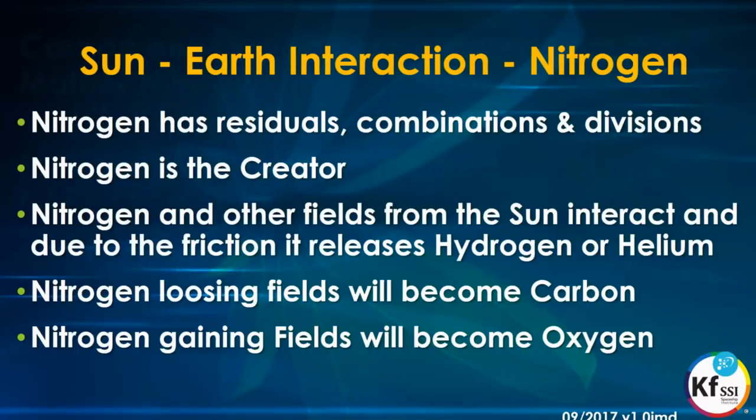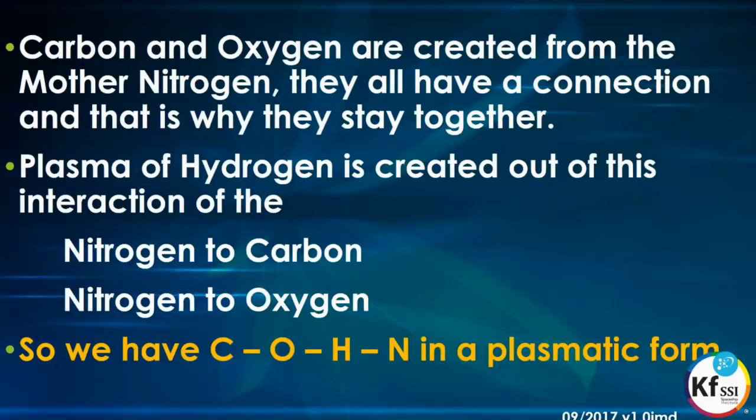So we can say that for this planet, the interaction of the nitrogen leads to the creation of carbon and oxygen from this mother nitrogen. And they all have a connection, and that's why they stay together. And the plasma of hydrogen is created out of this interaction as well. It's the interaction between nitrogen to carbon and nitrogen to oxygen, which is releasing additional fields, and this is the hydrogen. So in essence, from that nitrogen, we have the creation of our carbons, oxygens, hydrogen, and nitrogen in the plasmatic form.